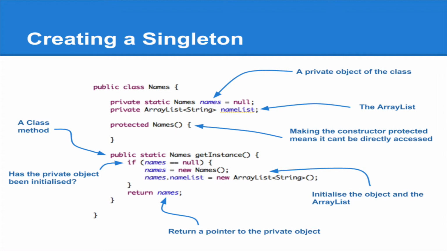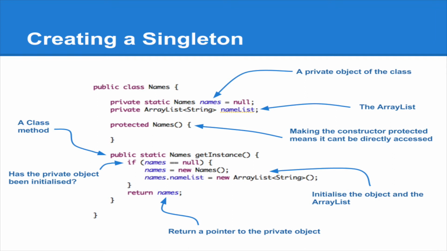Now, as you can see, we have a class called Names, and this contains an array list which contains our list of names, but it also contains a static pointer to a Names object. So this Names class points to itself. Now the first thing we do is we prevent the constructor from working. As you can see, I've created a protected Names constructor which overrides the default constructor but sets it as protected, which means it can't be accessed from outside. So we can't accidentally create lots of instances of our Names object.